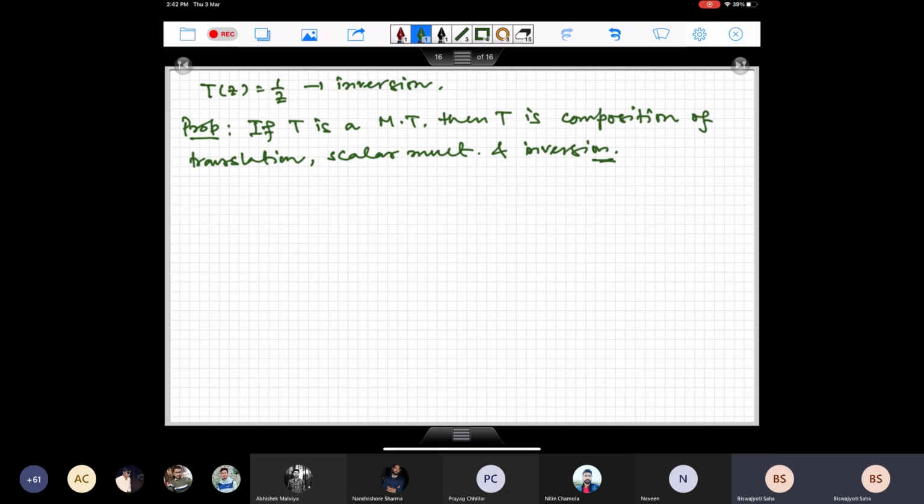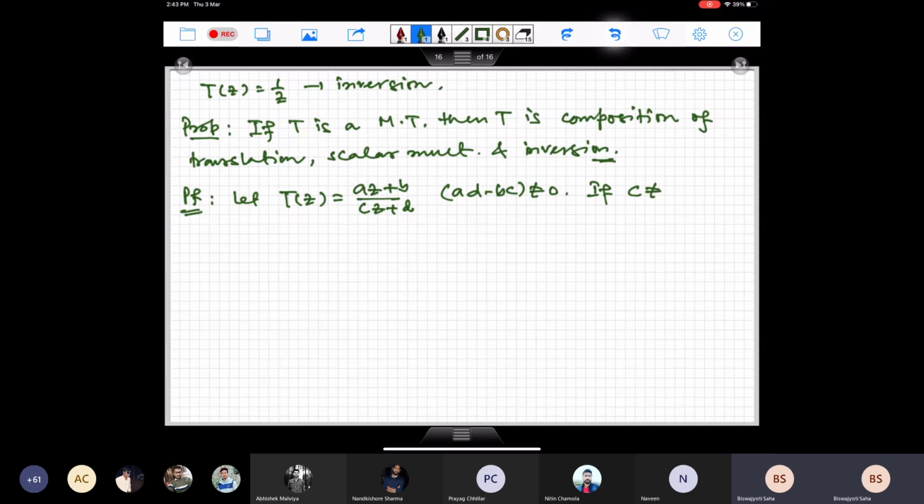Okay, so let us see how can I get that. So I need to prove this. So let T of Z be given by (AZ plus B) divided by (CZ plus D), of course, with AD minus BC not equal to 0. So this is given.